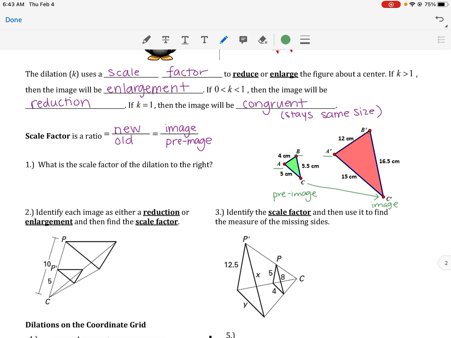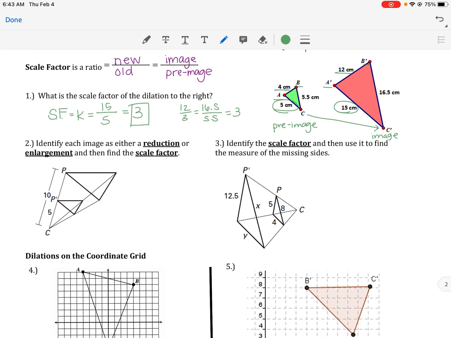As we want to find the scale factor, sometimes people abbreviate with SF, or sometimes we call it K. We're going to take the image, choose one side length. Let's say we choose 15. We're going to compare it to the same side on the other one, so 5. So here our scale factor is 3. And it doesn't matter which side you choose. Had I chosen the top, which is 12 and 4, you'll notice that 12 divided by 4, as well as 16.5 divided by 5.5, these all equal 3. So our scale factor is 3.